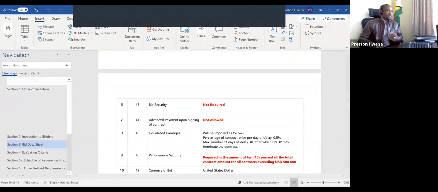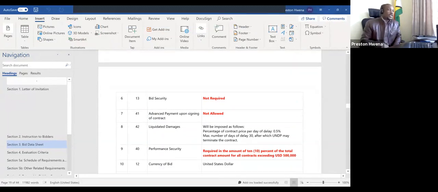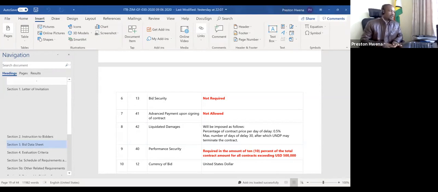In terms of advance payment, upon signing of contract, as UNDP, we do not pay in advance. We only pay after you have delivered. So please take note, we will not entertain any request for advance payment.